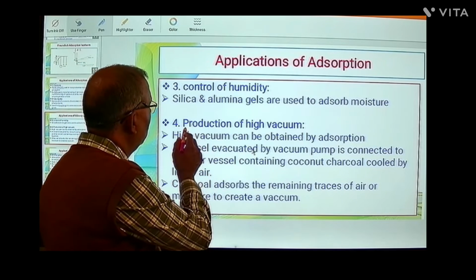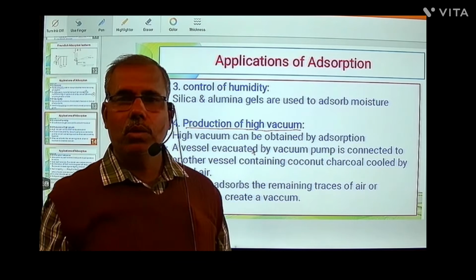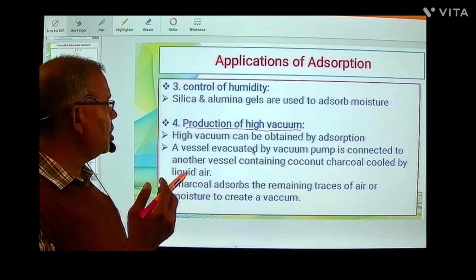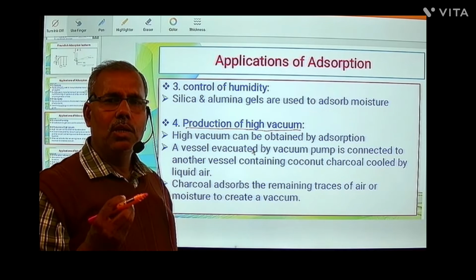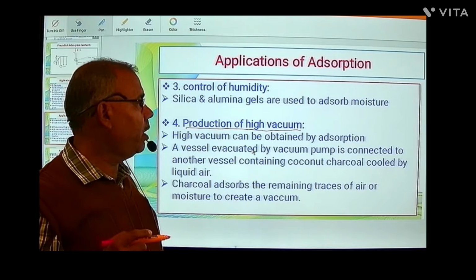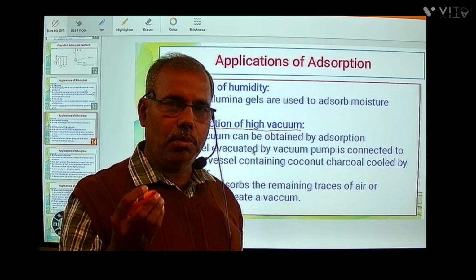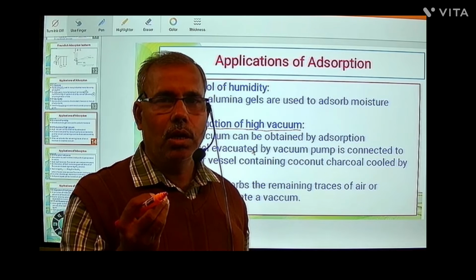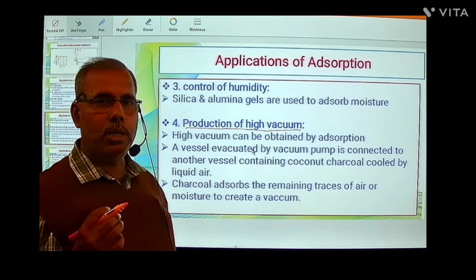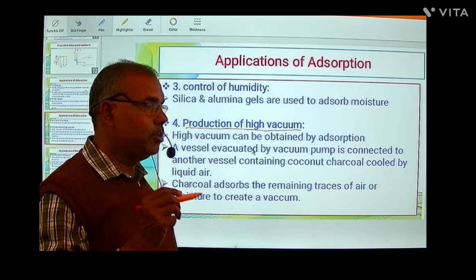Fourth is the production of high vacuum. Vacuum means no air, the space without air. For the production of high vacuum, meaning 0% air, it can be obtained by adsorption. A trace amount of gases remaining in the vacuum is adsorbed on the surfaces of the adsorbent. In this way, high vacuum is produced.